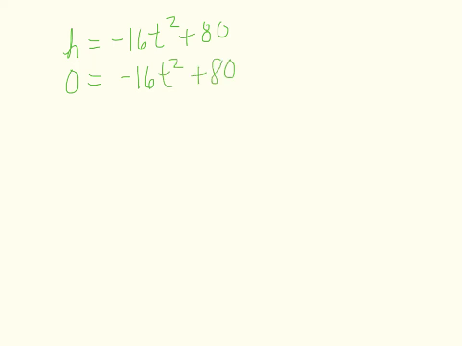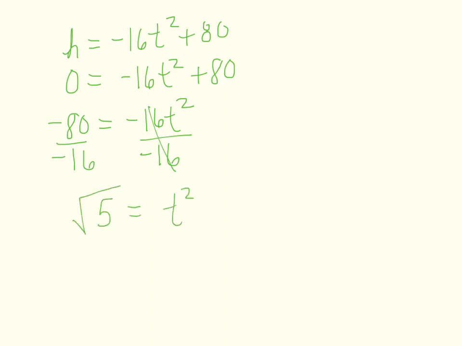Then I'm going to subtract 80 from both sides. So that gives me negative 80 is equal to negative 16 t squared. Then I divide both sides by negative 16. t squared then is equal to 5. And then if I take the square root of both sides, t would be approximately, and then I want to put the square root of 5 into my calculator, and it's about 2.2. Okay, so it takes about 2.2 seconds for the stick to hit the ground.